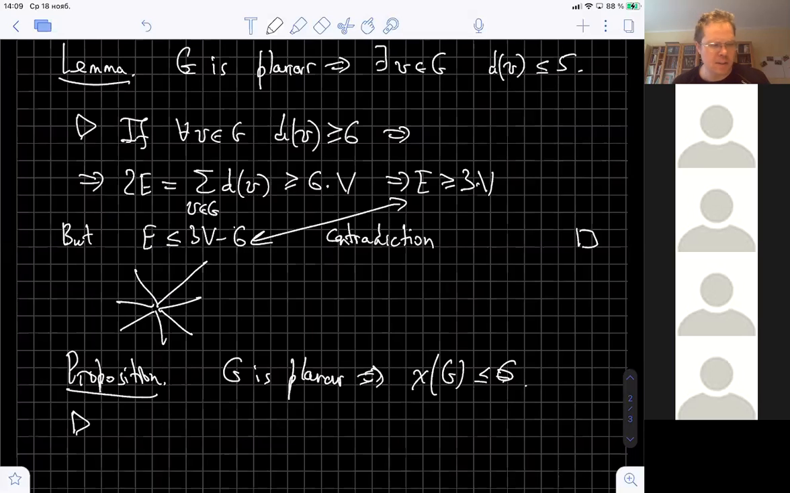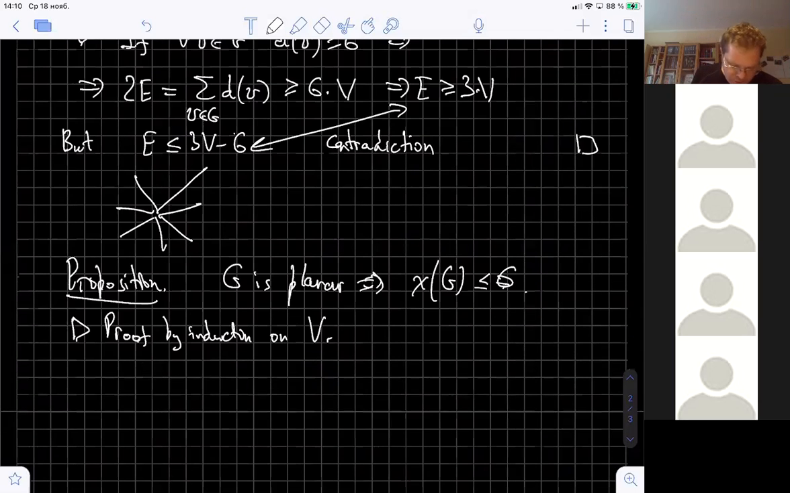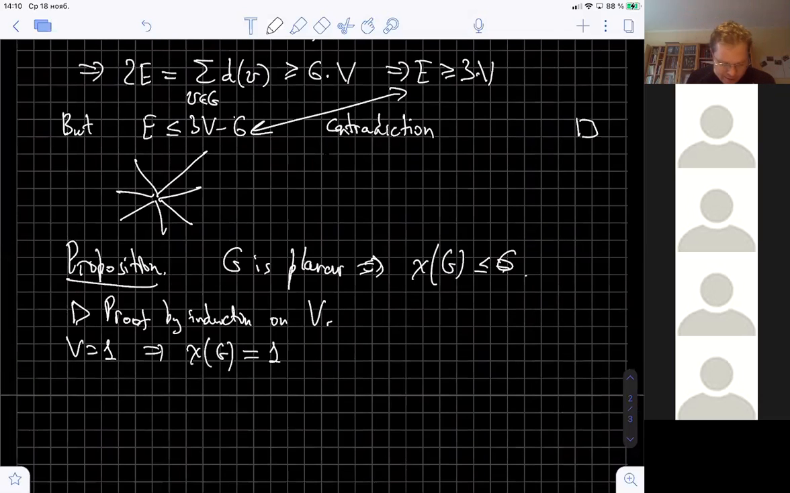It's not very hard to see, because the idea is understandable. If we have a vertex of degree not greater than 5, then this vertex can be colored, because we can use only 5 colors for coloring the adjacent vertices to this V, and so we can find a color for this vertex V. And if you do this for this guy, then we can forget about him and prove it by induction on the number of vertices. Of course, if we have one vertex, then the chromatic number is equal to 1, we can have just one color.